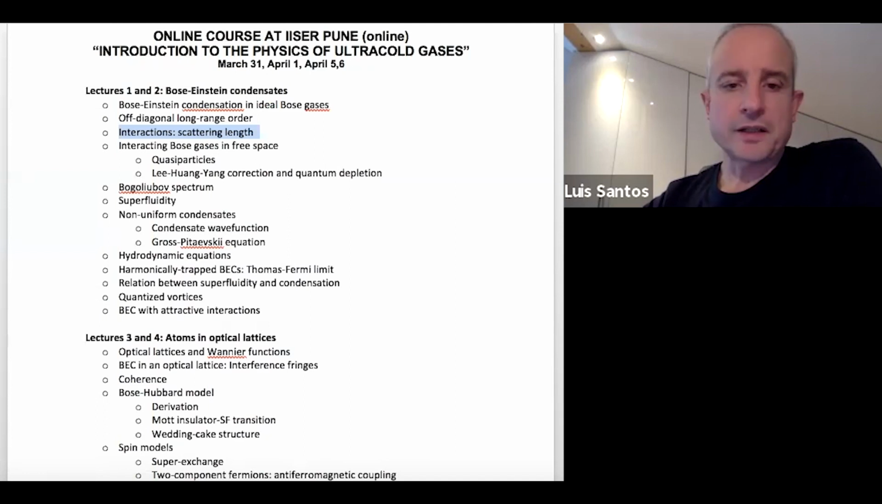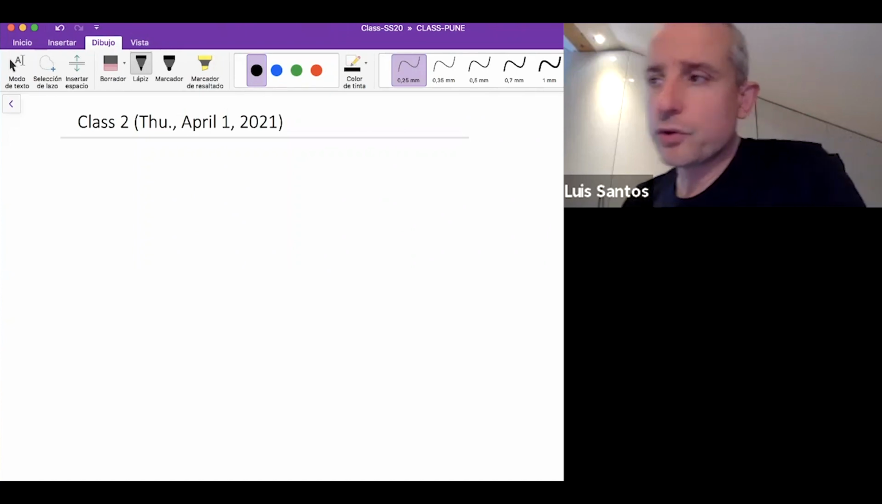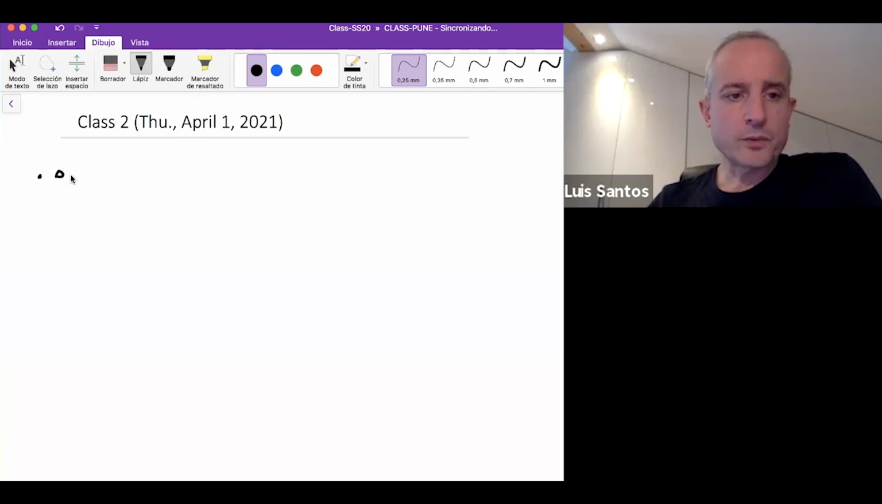So we would like to discuss today what happens in that case, and which is the equation that actually describes the condensate. But before going to that, let's introduce the idea of what is called the condensate wave function. For this, we should remember the idea that we were discussing yesterday about the density matrix, the single particle density matrix.